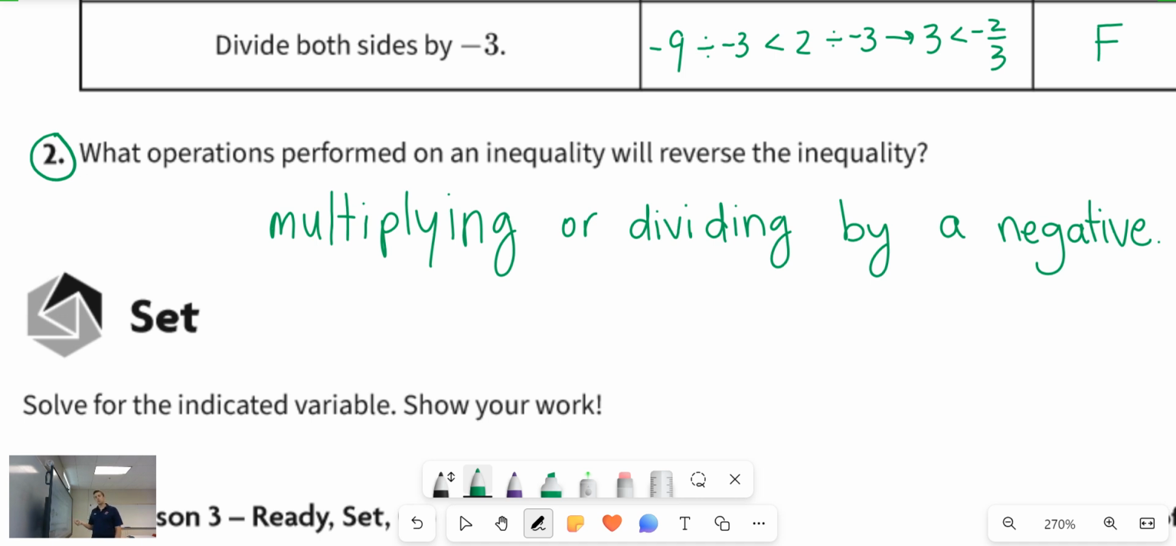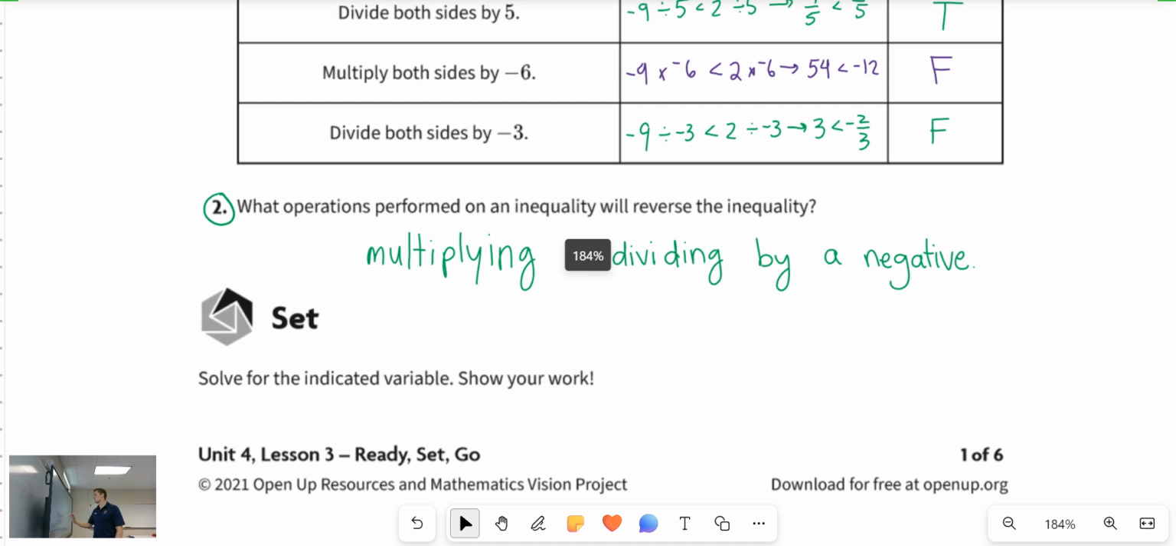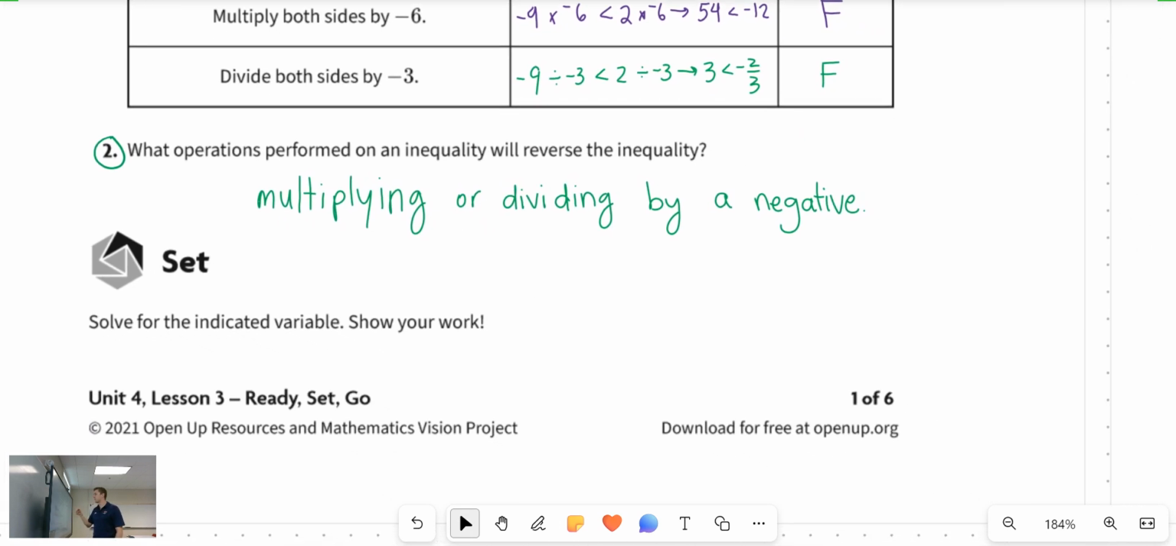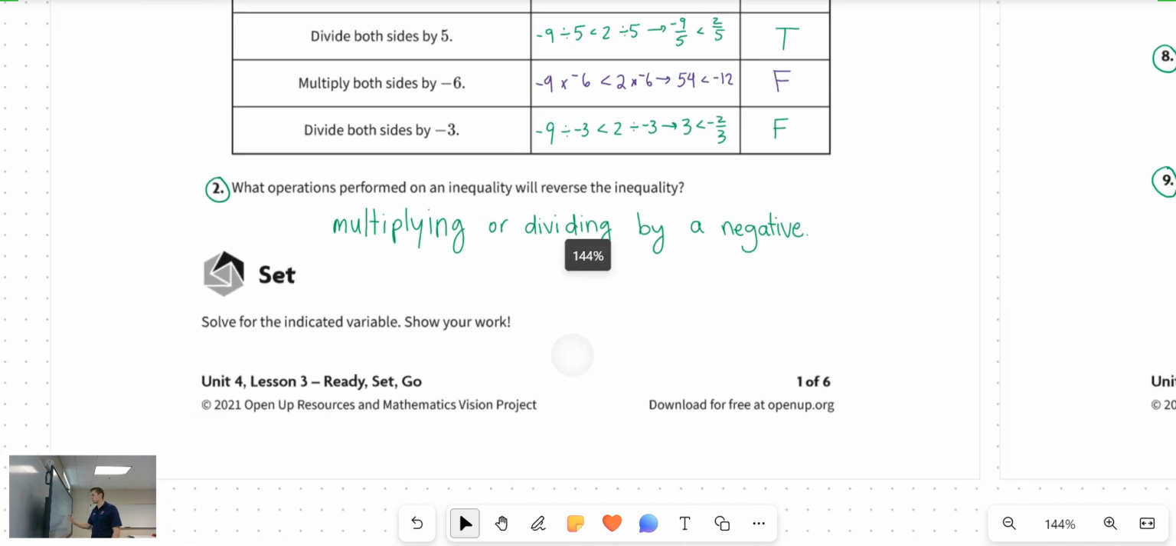All right, and this could be a negative number, or it could be a negative variable, or maybe it's a negative constant. There are a lot of things we could fill in the blank there. But if it's negative, that'll flip the inequality.